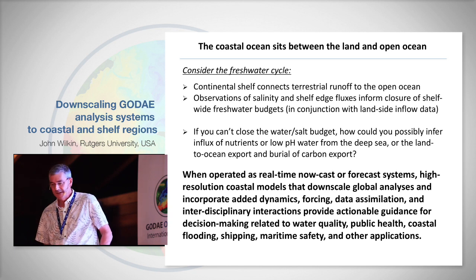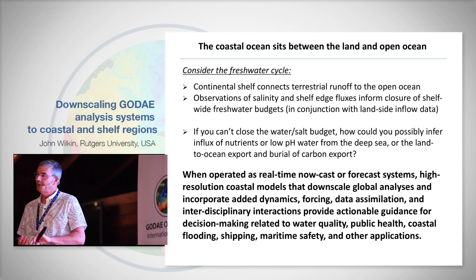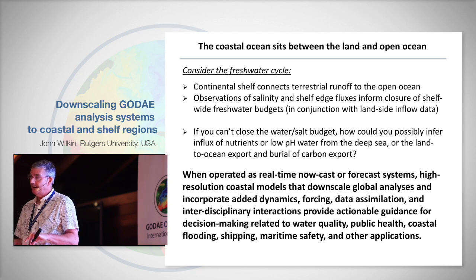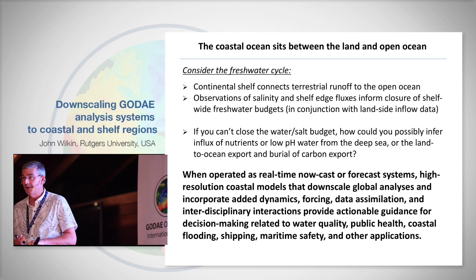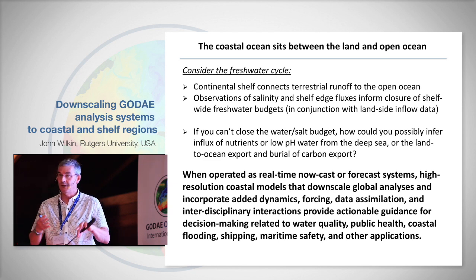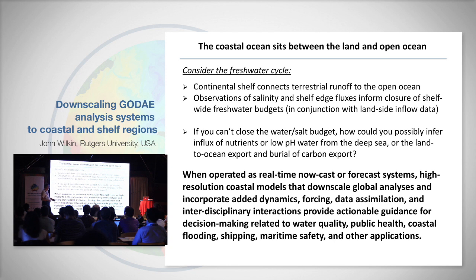So what I say about coastal ocean forecast systems is that when they're operated as nowcast or forecast systems, and they have high resolution, and you're downscaling a good estimate of the ocean state at the open boundary from a global model, like a GODAE model, and you add in the extra dynamics that are important in the coastal ocean, and you've got good quality forcing from your meteorological model because you've got land and mountains, varying things, and you've got a data assimilation scheme, and you think about interdisciplinary processes, then you can produce actionable guidance.